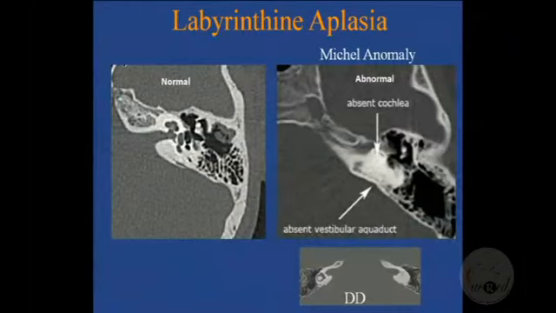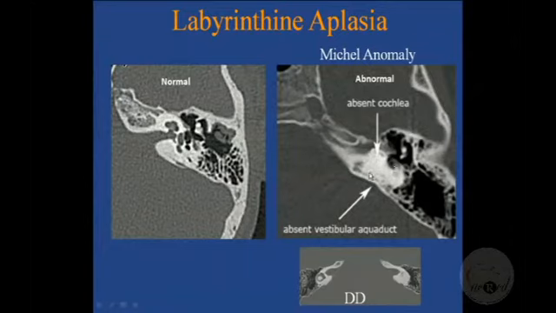So this is calcific labyrinthitis because you have a normal IAC, internal auditory canal, and completely calcified labyrinthine structures. Whereas this one you have complete absence of the inner ear structures, with a maybe either present or very small or stenotic internal auditory canal. That is labyrinthine aplasia.